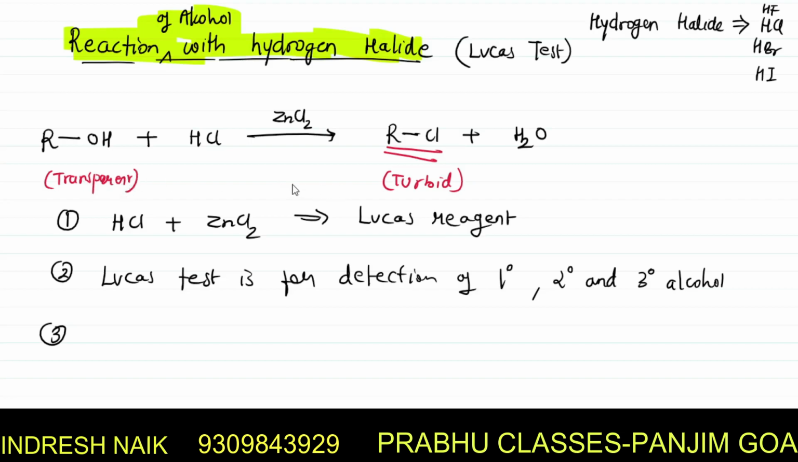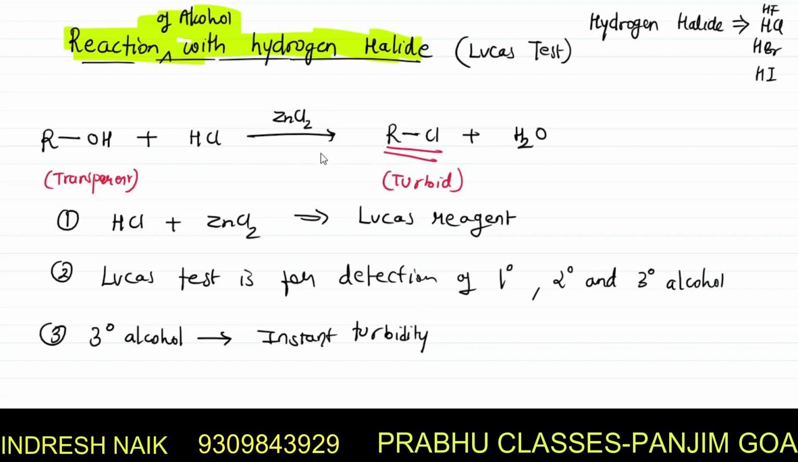You add HCl. So what will happen? Whether the reaction is happening. Obviously this reaction will happen, but different alcohols will take different times. If it is a tertiary alcohol, you will get instant turbidity. Instant turbidity means there is a very fast formation of RCl, this product.